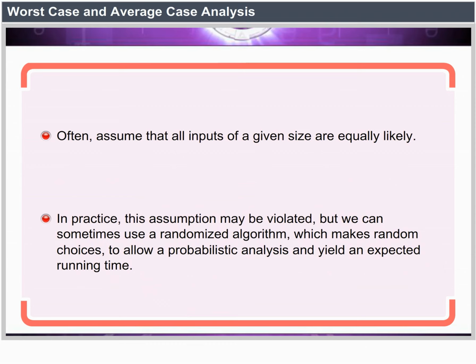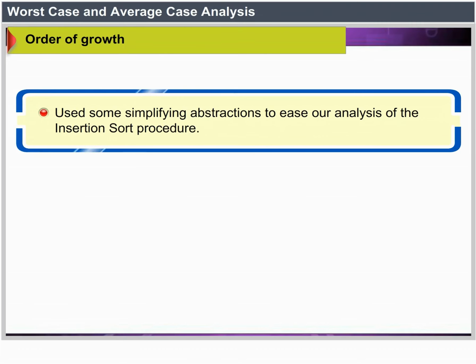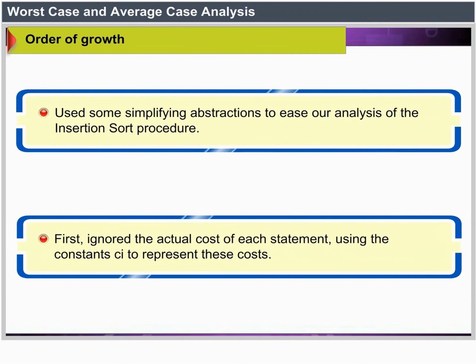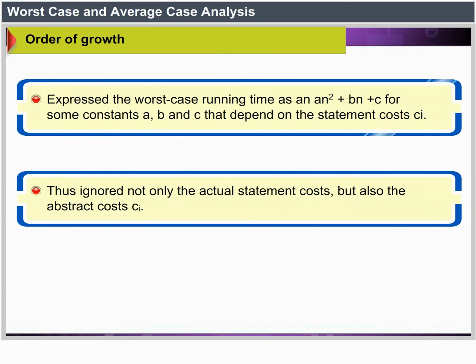Order of growth. We used some simplifying abstractions to ease our analysis of the insertion sort procedure. First, we ignored the actual cost of each statement, using the constant Ci to represent these costs. We expressed the worst case running time as an squared plus bn plus c for some constants a, b and c that depend on the statement costs Ci. Thus, we ignored not only the actual statement costs but also the abstract cost Ci.